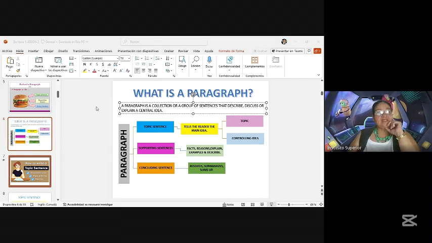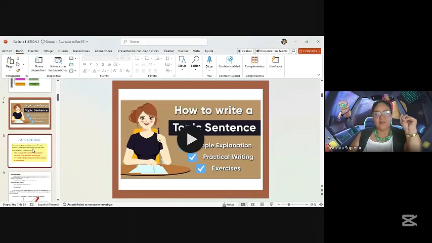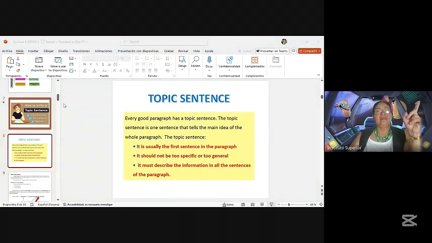The topic sentence should include these two elements, the topic and the controlling idea, to be a proper topic sentence. Okay, we have a video, but first, I'm going to explain this about the topic sentence. Every good paragraph has a topic sentence. The topic sentence is one sentence that tells the main idea of the whole paragraph. Characteristics: it is usually the first sentence in the paragraph. It shouldn't be too specific or too general. It must describe the information in all the sentences of the paragraph.